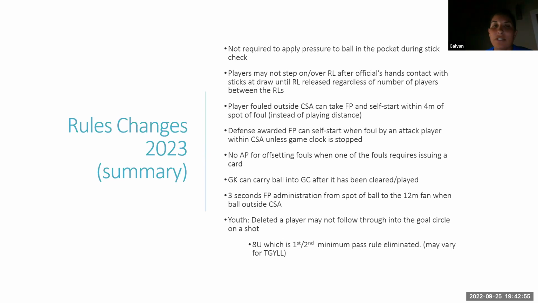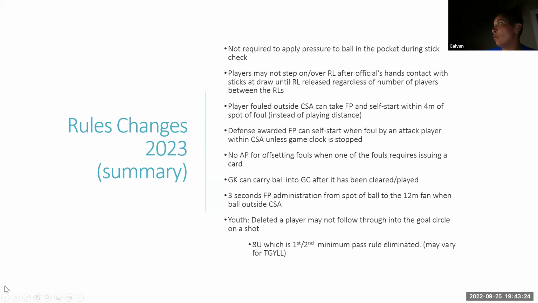All right. No alternating possession for offsetting fouls when one of the fouls requires issuing a card. So currently in 2022, if it's offsetting fouls and one of them is a card, we still use alternate possession. Moving into 2023, that won't be the case. If one of those offsetting fouls requires us to issue a card, then it will no longer be considered alternating possession. This will align with college, which I think is a great change.